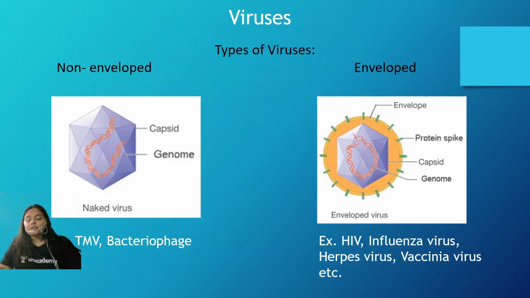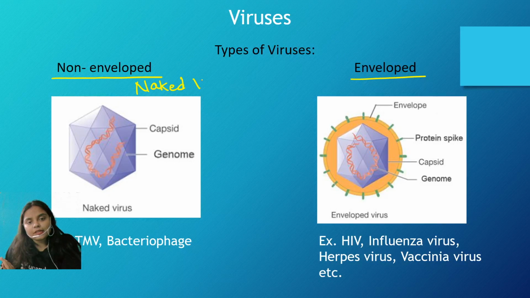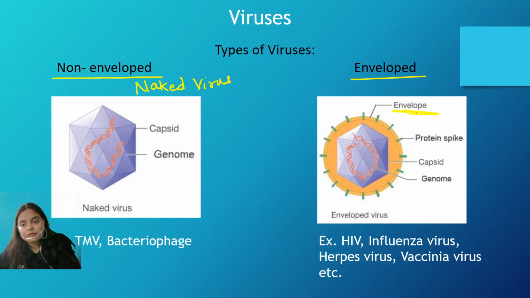Now talking about the types of viruses. On the basis of the coating or external covering, viruses are of two types. One is the non-enveloped and the second is the enveloped virus. The non-enveloped viruses do not contain any external coat or envelope, and that is why they are also known as naked viruses. Whereas the enveloped viruses contain an external protective covering known as the envelope, outside the capsid.